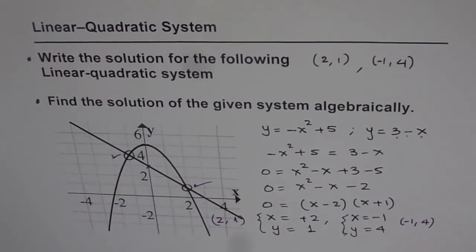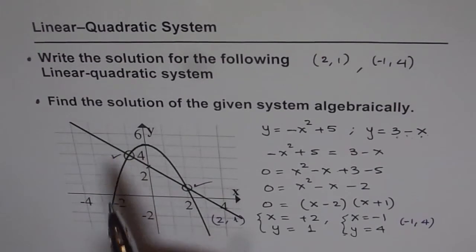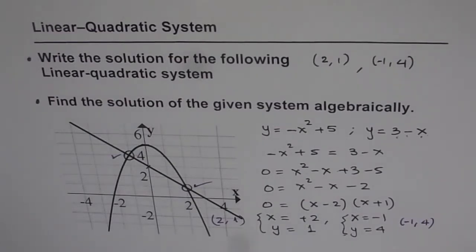Now as an exercise, what you can do here is find a line which will have just one solution with this given parabola. You can sketch any line you want and prove it algebraically that they have only one point in common. So that is an added exercise for you. But from here, you understand what a linear-quadratic system is.